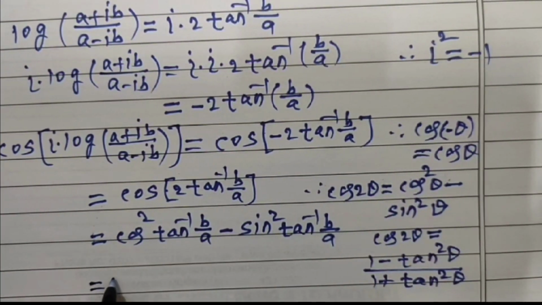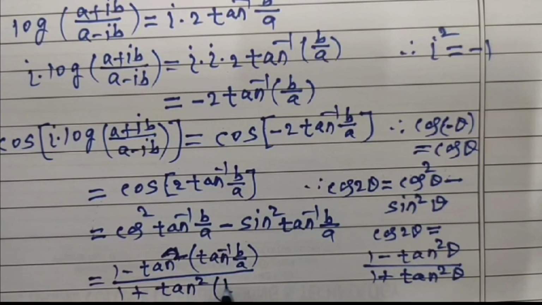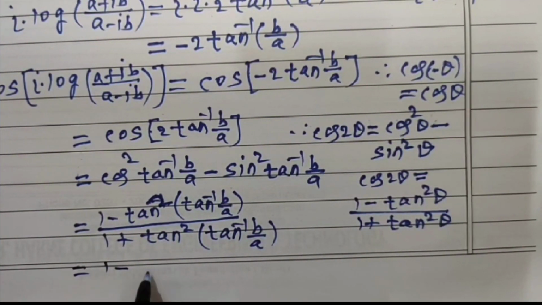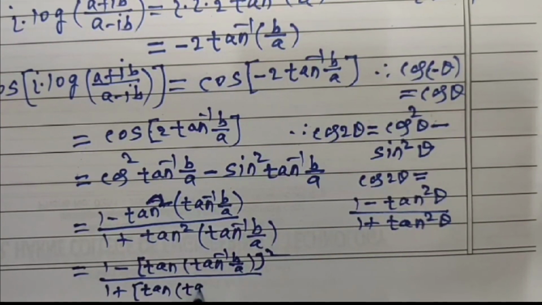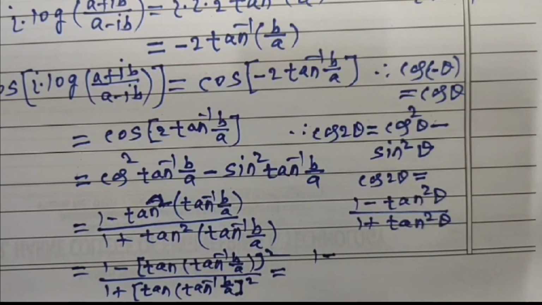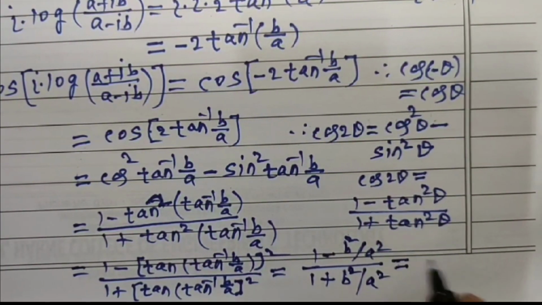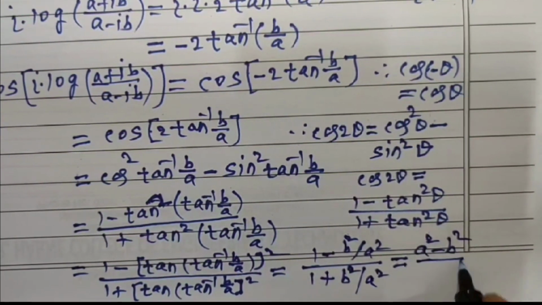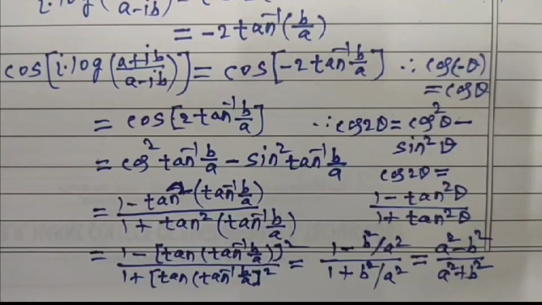So this can be written as 1 minus tan square of tan inverse b upon a, divided by 1 plus tan square of tan inverse b upon a. This can be written as 1 minus tangent of tan inverse b upon a, its square, divided by 1 plus tangent of tan inverse b upon a, its square. Okay, tan inverse gets cancelled. This can be written as 1 minus b square upon a square divided by 1 plus b square upon a square. After simplification, this becomes a square minus b square divided by a square plus b square. And this is the statement which we are going to prove. Hence the proof of this statement.